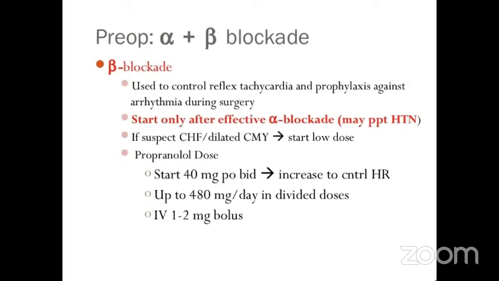Coming to the beta blockade, it is used to control reflex tachycardia and as prophylaxis against arrhythmias during surgery. It has to be started only after effective alpha blockade because it may precipitate hypertension. If we suspect any congestive heart failure or dilated cardiomyopathy, we should start at low doses. The dose of propranolol: we should start at 40 mg and gradually increase depending upon the heart rate, maximum dose up to 480 mg per day in divided doses. Intravenously, we can give a 1 to 2 mg bolus.